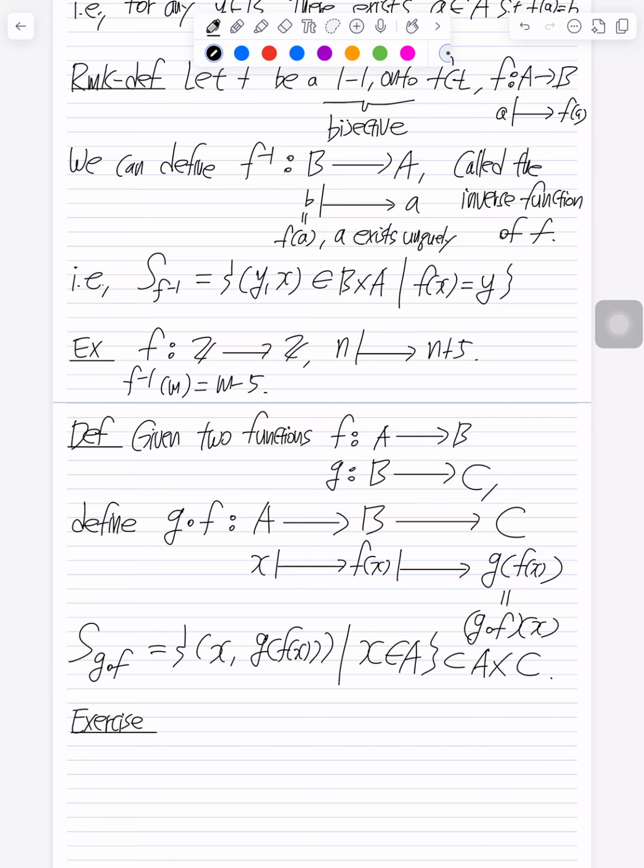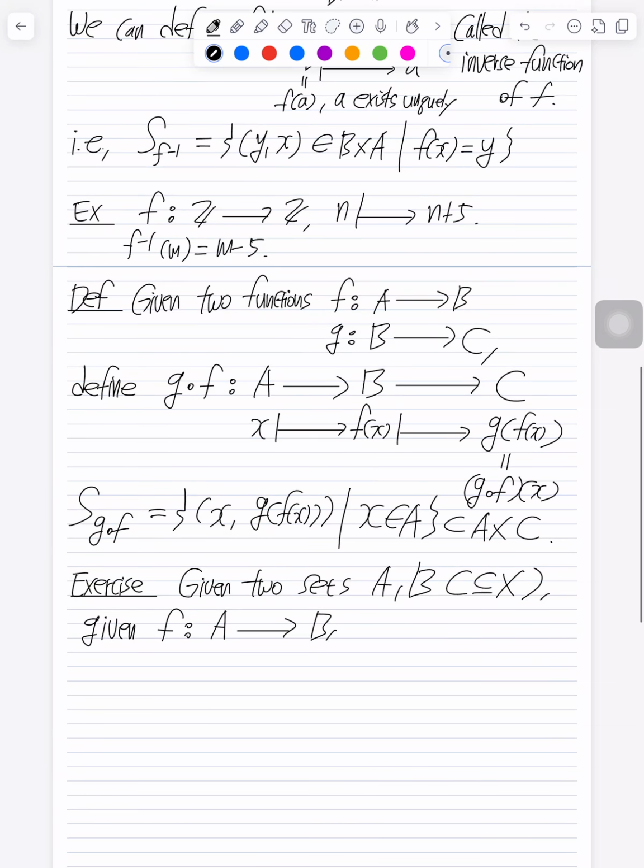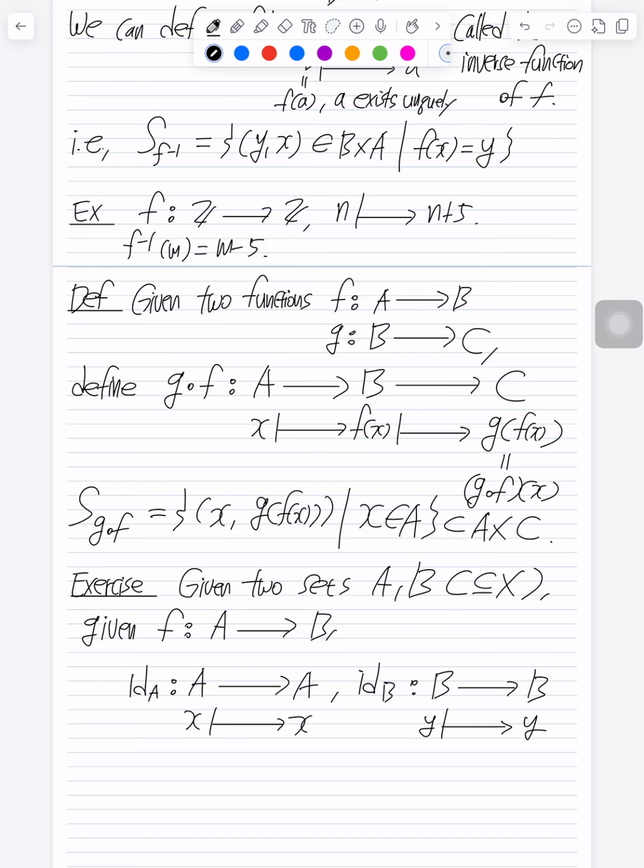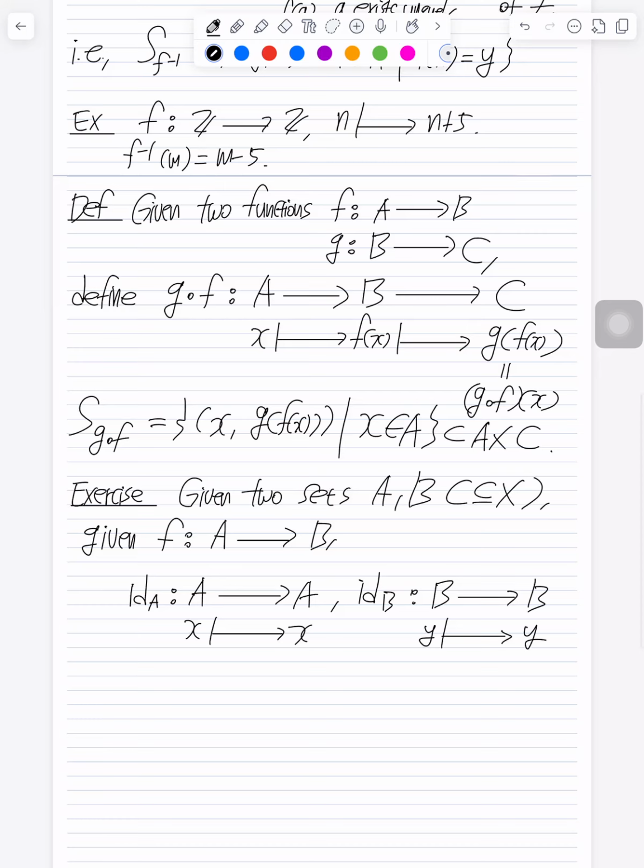For example, let us start from two sets. Given two sets A and B in some universal set, and given a function, first we can describe the identity function with respect to each set. The identity function with respect to A is the function from A to A that maps each element to itself, and similarly for the identity function with respect to B. Let me change the notation so that you can easily distinguish. Then what you can see would be the following.